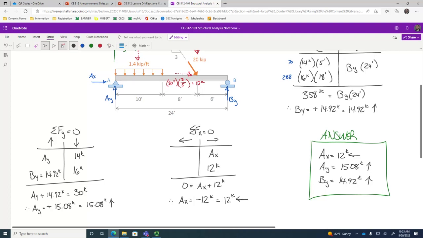Yes? I can understand the whole negative thing, but if the 12 was on the left side of the table, where we have our AX, you just get 12 kips equals AX without the negative, so therefore we still have the arrow going to the left. Yes, because the only way that would work is if I had drawn this the other way. So with our answer, we have negative 12 kips with the arrow to the right, but that also means 12 kips to the left. Yes, that's exactly what it means.